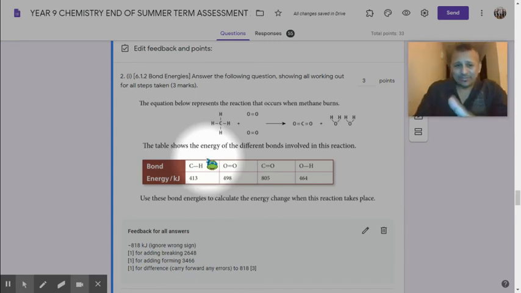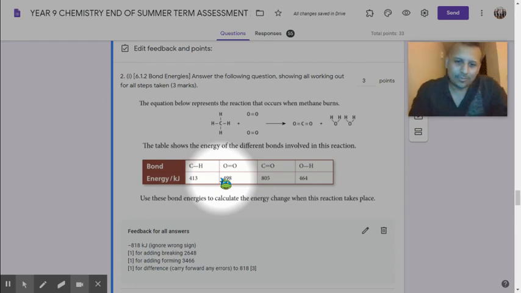The correct answer for this question is 818. We ignored the sign because we're talking about change in energy. We didn't want to punish you for the question that follows as well. But bond energies to calculate the energy change.